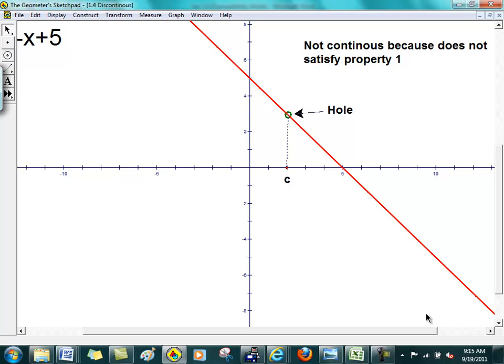Okay, this one. This one's not continuous. Okay, so from a simple English description, you cannot draw this line without lifting your pen up, because you're going to jump over the hole, right?